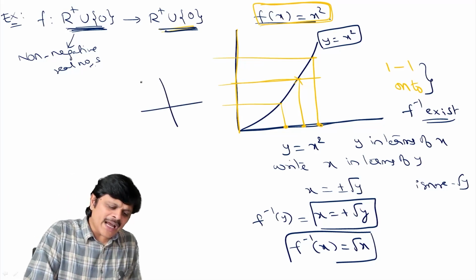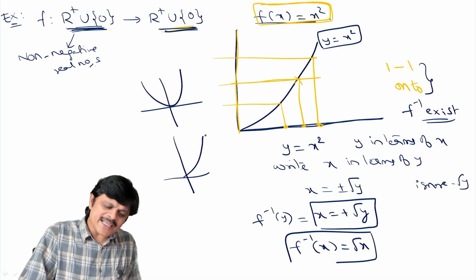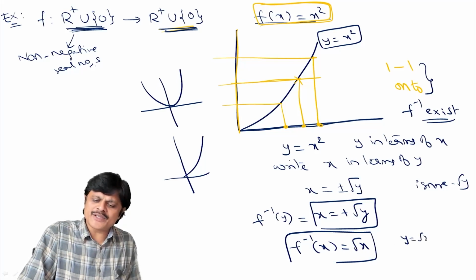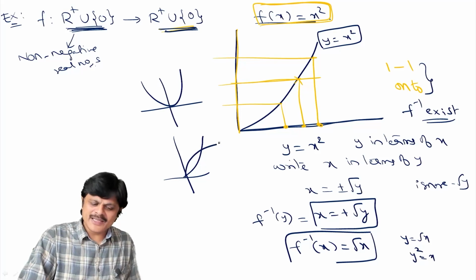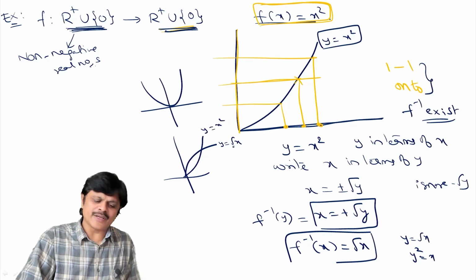See, actually, when you have y is equal to x square, we can't find an inverse for this. But for this, the inverse is there, and that is y is equal to root x. Y is equal to root x, or y square is equal to x. When you plot, this is what is going to happen. This would be y is equal to root x. And this is the y is equal to x square graph.